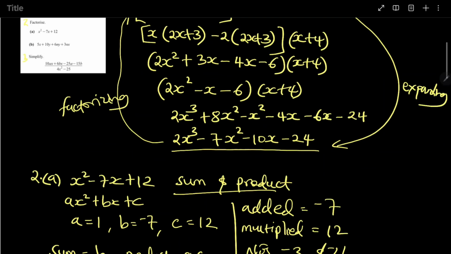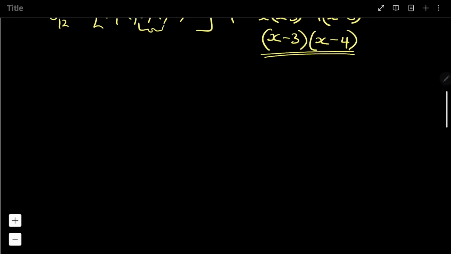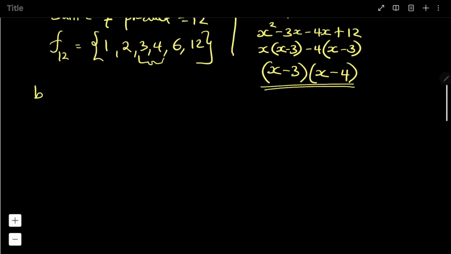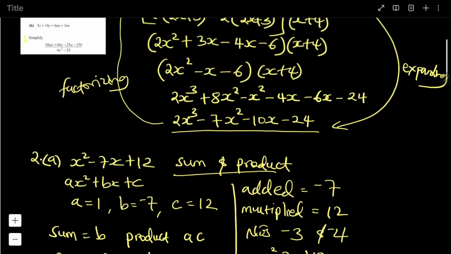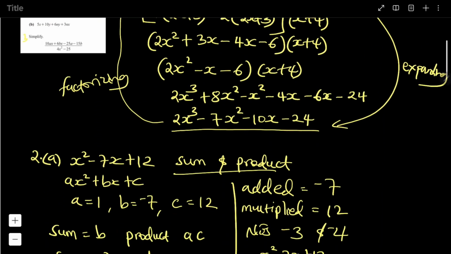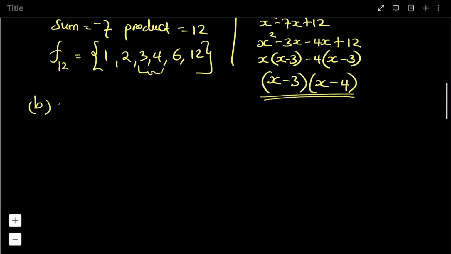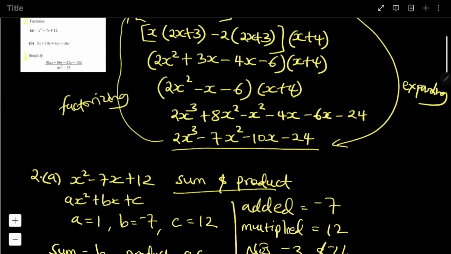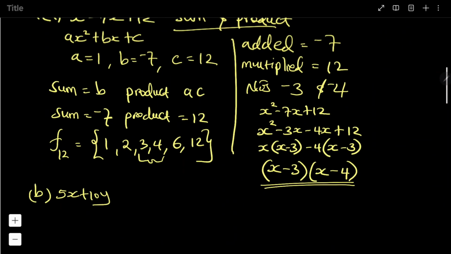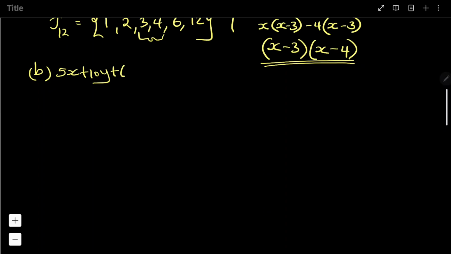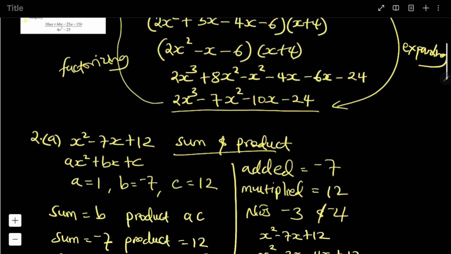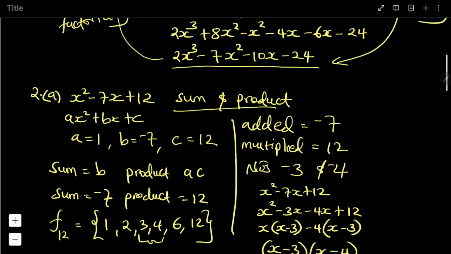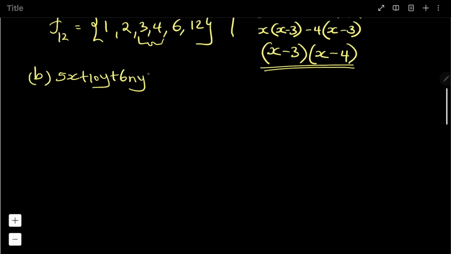Maybe I can do it for you faster. I hope you have already tried it as well, such that we move at the same pace. So it's 5x plus 10y plus 6ny plus 3nx. So 5 is common.